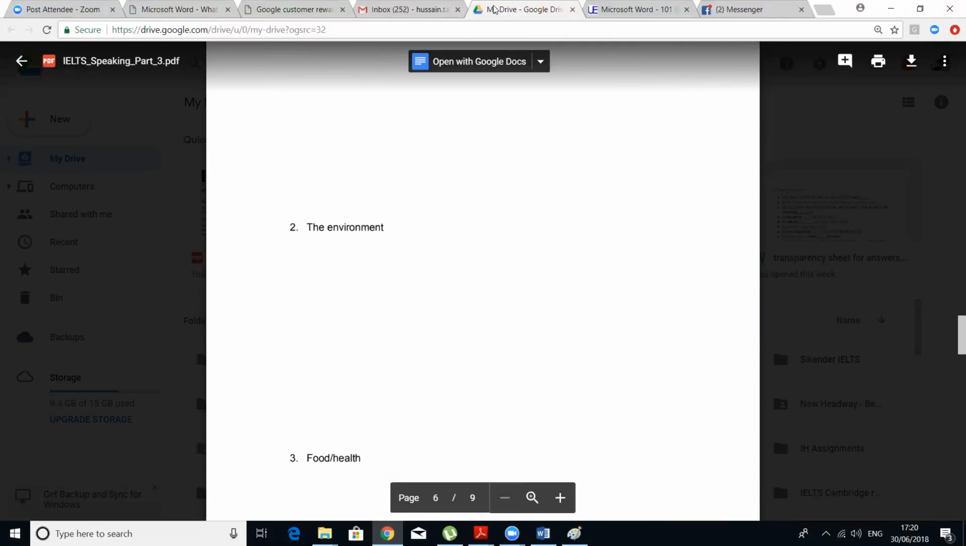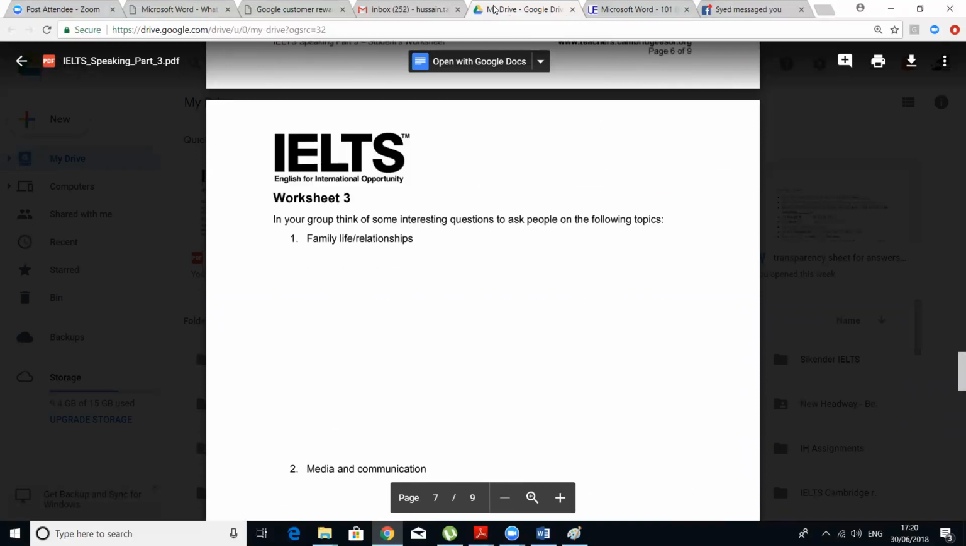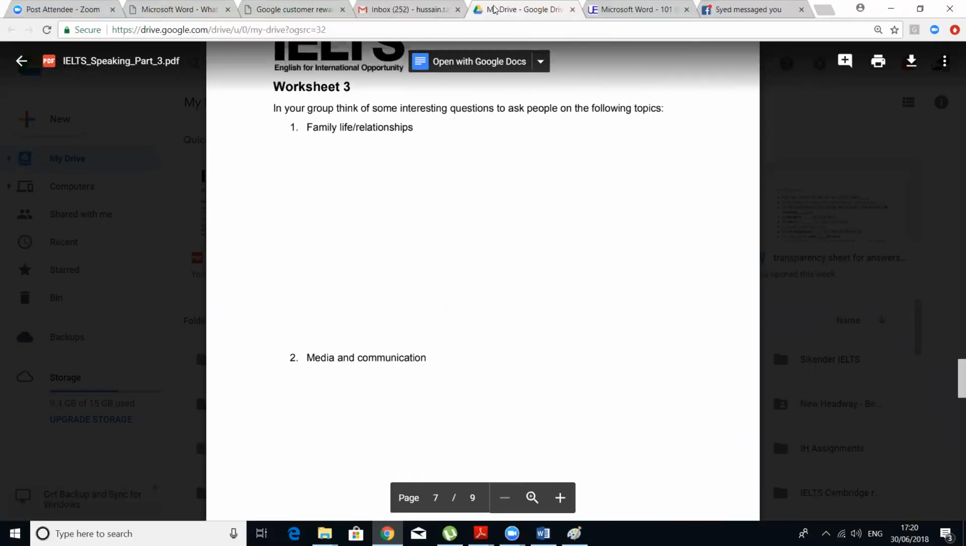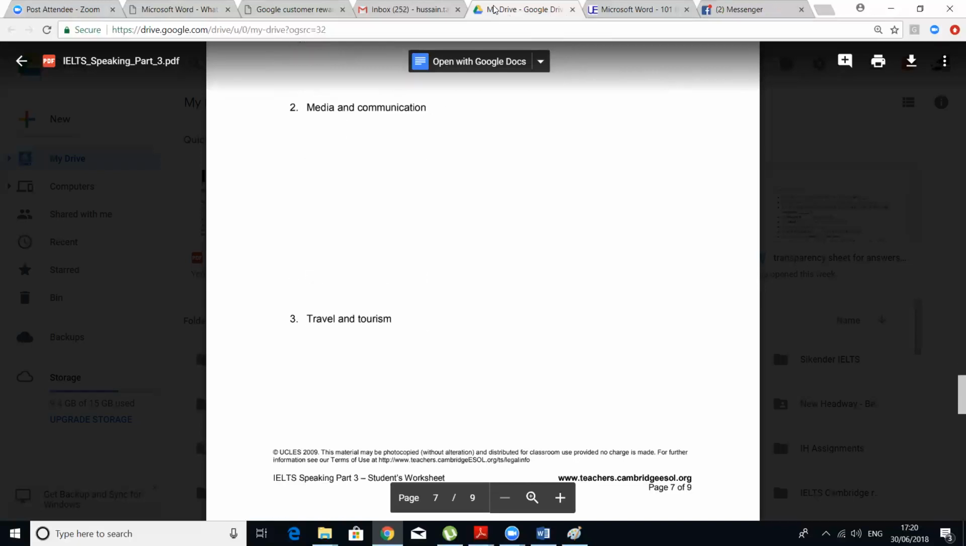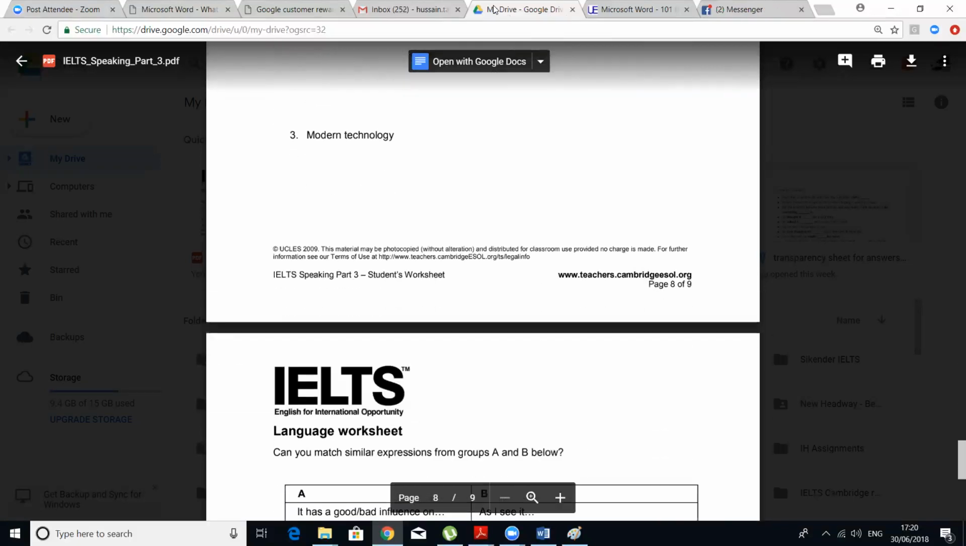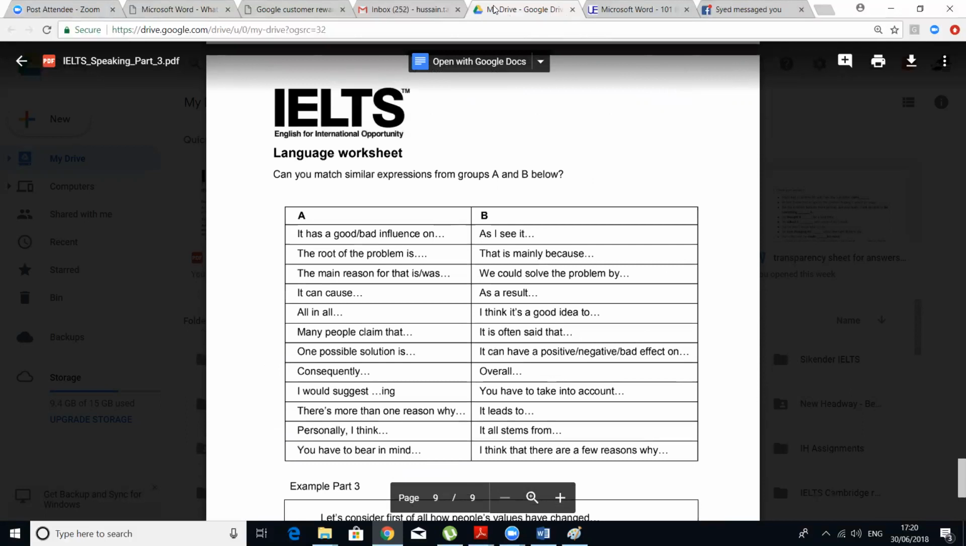Also, as part of the assignment, because this session is being recorded, I'll be sharing it with you by the end of the day today. You can see that the last document contains some useful phrases. There's a table on the right hand side. On the left hand side we have column A, and on the right hand side we have column B. You have to match these expressions in column A and column B, which have the same or similar meanings.